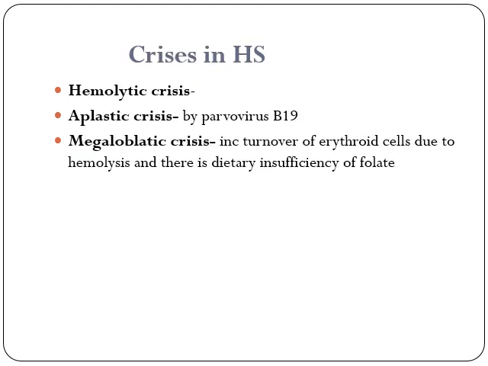So there are a few crises which occur in hereditary spherocytosis. Number one is hemolytic crisis. Due to any stress or an infection, these episodes of hemolysis will be aggravated, and at that time the patient will come to you with a complaint of severe anemia.